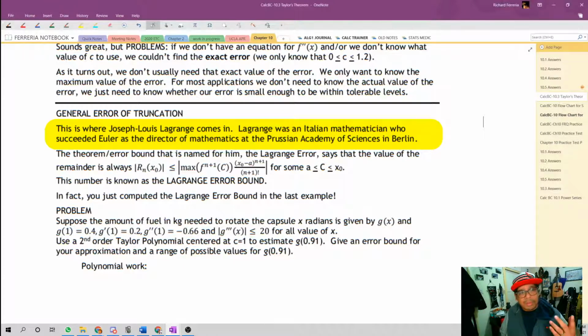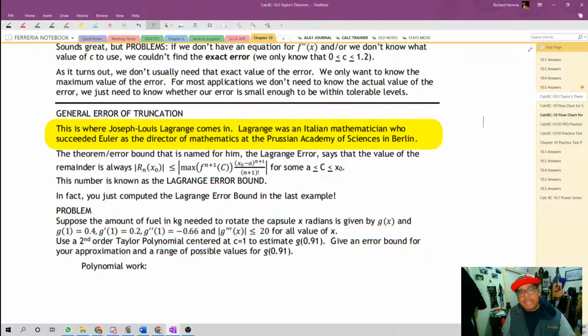Anyways, the theorem and the error that we know is called the Lagrange error, and it says that the remainder, the error, is always less than the maximum of the derivative multiplied by the place that we're estimating minus the center to the n plus 1th power, over the n plus 1th factorial. That's called the Lagrange error bound. And if that sounds familiar, it's because we just did a Lagrange error bound.